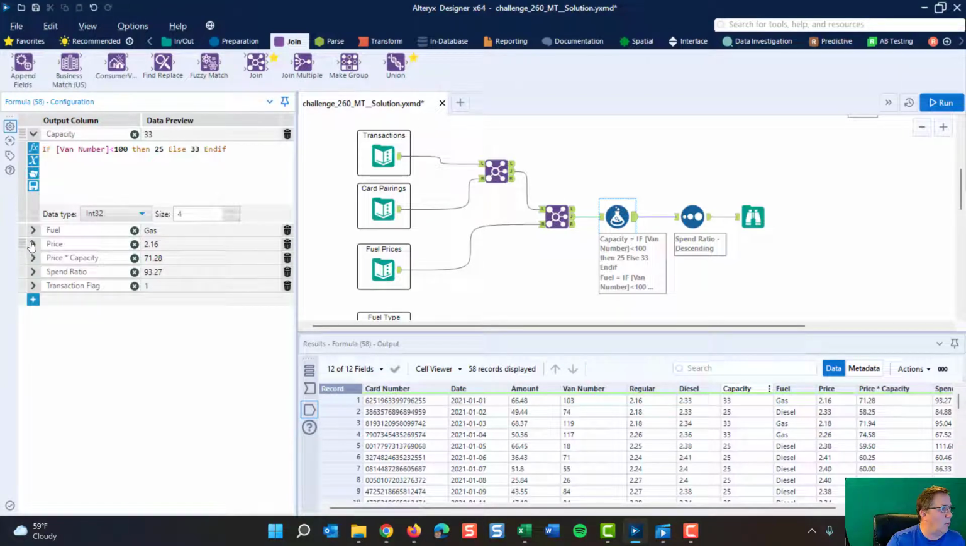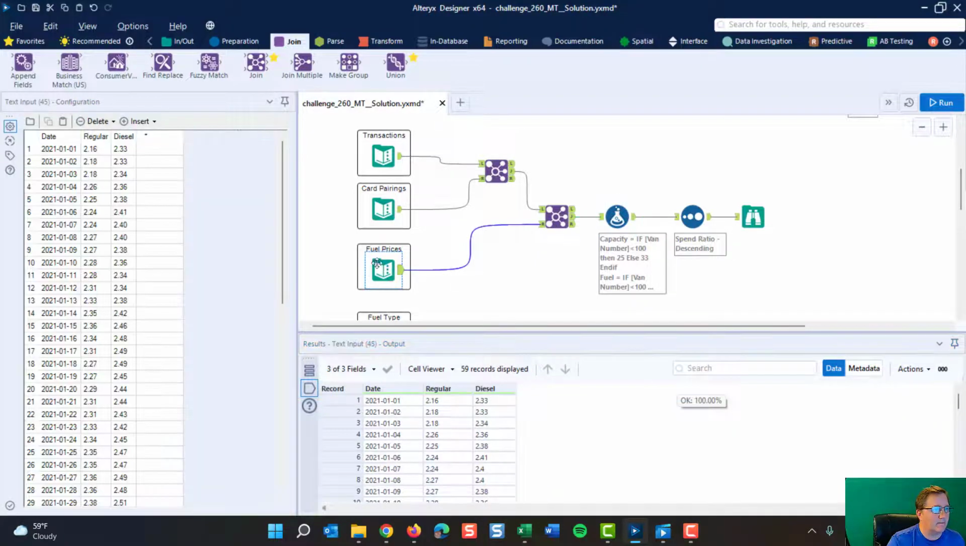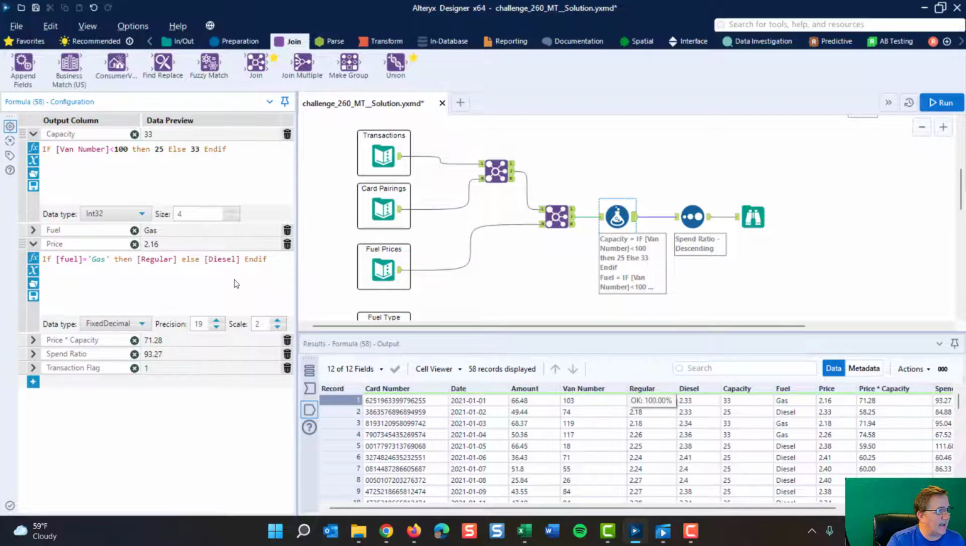Next, we want to know what the price is. Well, if the fuel equals gas, now mind you, we've got these two columns, regular and diesel, from the fuel prices. We've got the date and we've got the regular and diesel. So we're looking at this going, if this is gas, then come over here and give me the regular. Else, give me diesel. So now we've got the price.